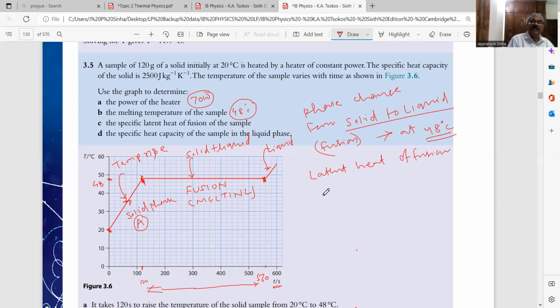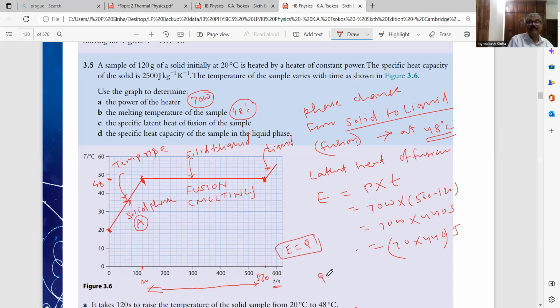So what is the heat energy here? Power into time. We have already calculated the power, so power into time. The power is 70 watt, into the time, which is 560 minus 120. That is 70 watt into 440 seconds. So 70 into 440. And watt into second is joule. This is your energy. And now this E is equal to Q, because there is no loss of heat to the surroundings.